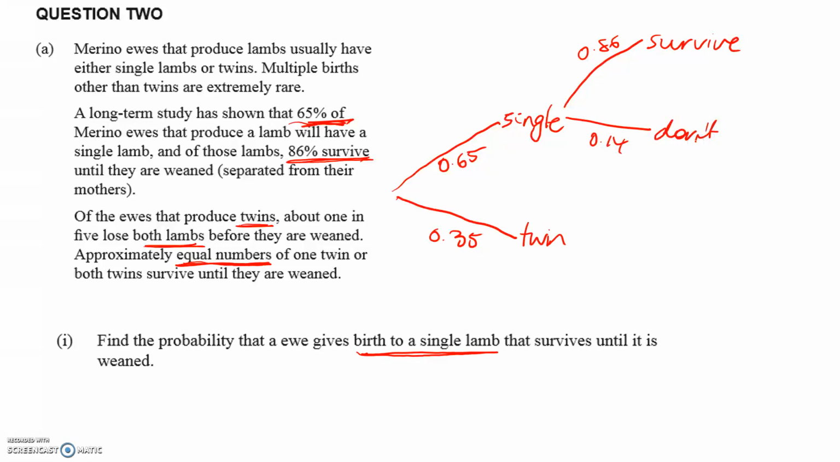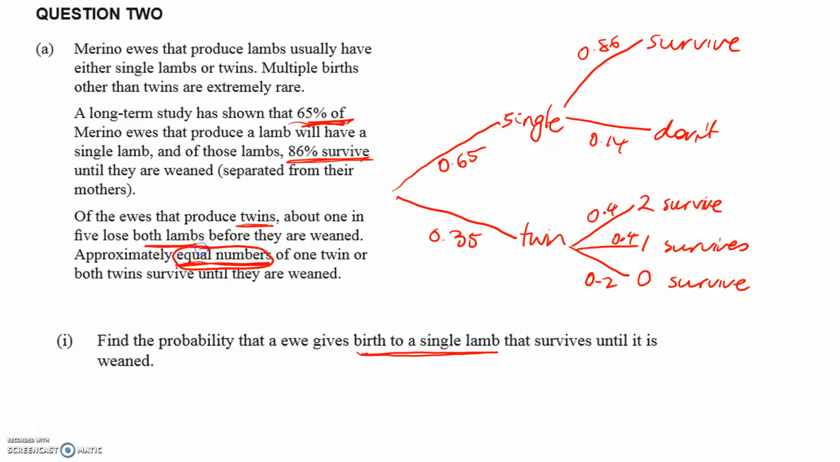But if the ewe has twins, then we have 3 options. 0 survive, 1 survives, or 2 survive. We can put the probabilities on here. We've got 0.2 here, 0.4 here, and 0.4 here. Okay, so I'm doing that because we're told roughly equal numbers of 1 or both survive.